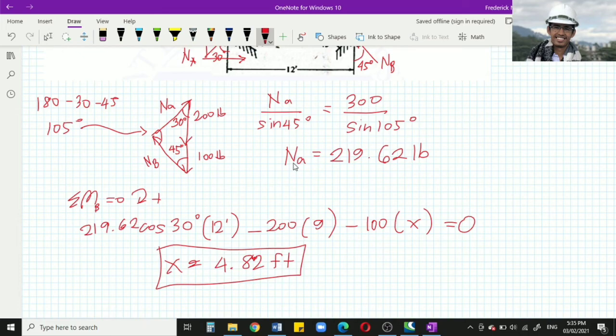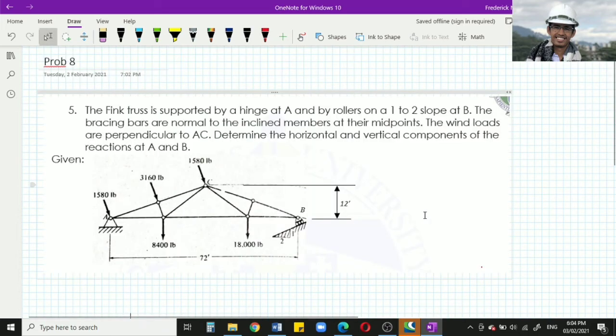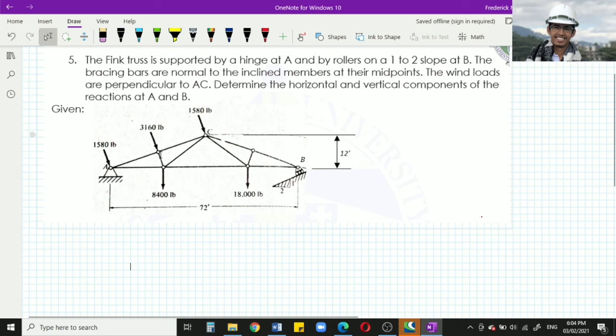Okay. So next problem tayo. A Fink truss is supported by a hinge at point A and by rollers on a 1:2 slope at point B. The bracing bars are normal to the inclined members at their midpoints. The wind loads are perpendicular to AC. Determine the horizontal and vertical components of the reaction at A and B.